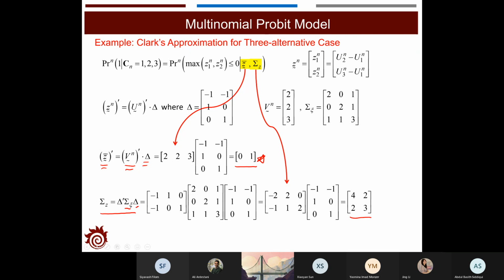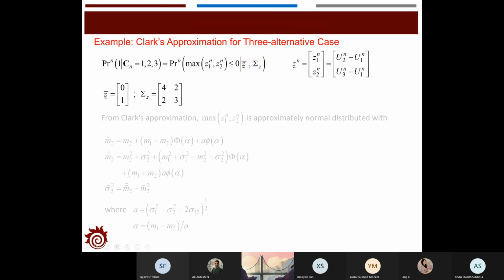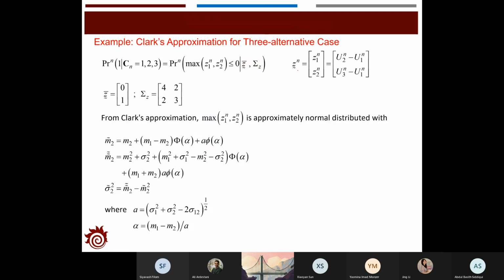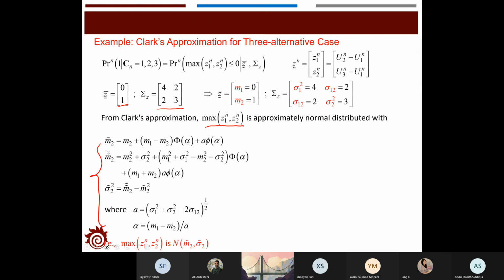With that, we know that z is a bivariate normal distribution with the mean of 0, 1 and the covariance matrix 4 2 2 3. And from Clark's approximation, we can find out the maximum value of z1 and z2 by using this list of equations. To get that, we have m1 equal to 0, m2 is 1, sigma 1 squared is 4, sigma 1 2 is 2, and sigma 2 squared is 3.